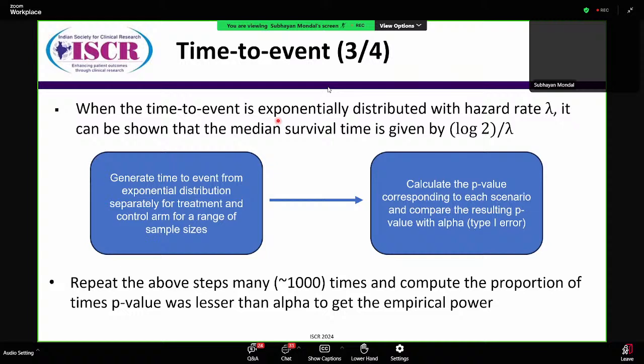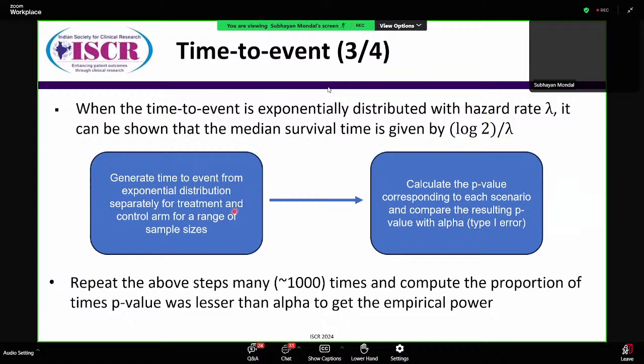Now, the rate of this exponential distribution can be calculated from the median survival assumptions. I mean, there are many studies where people assume the hazard rates, and there are many other studies where people assume the median survival. But for exponentially distributed data, these are one to one. So if you know the hazard rate, then the median survival is log 2 by the hazard rate. And otherwise, if you know the median survival, then log 2 by median survival is your hazard rate.